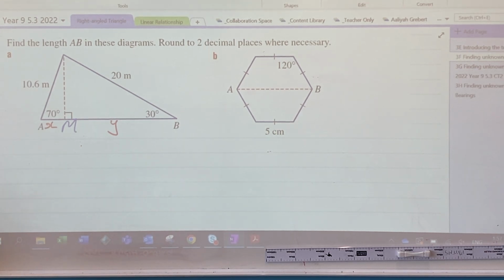So is it cos 70 equals x over 1.6? Cos is adjacent over hypotenuse. I'm not going to do it now, you guys can do that. How do I find Y? Somebody give me another equation. How do I find the Y?